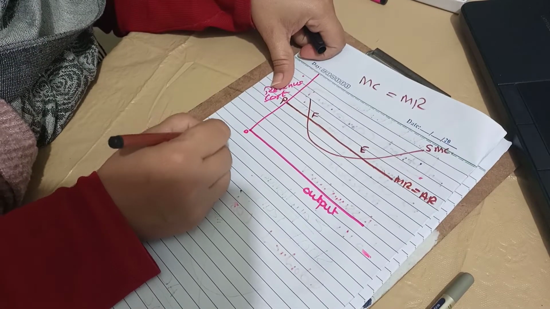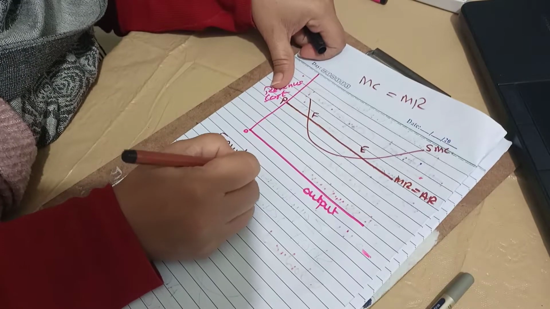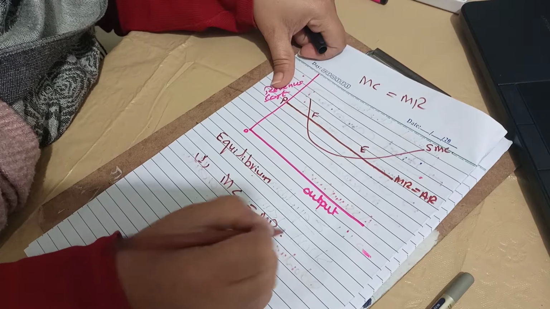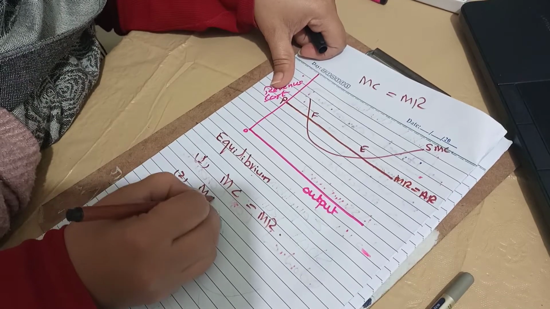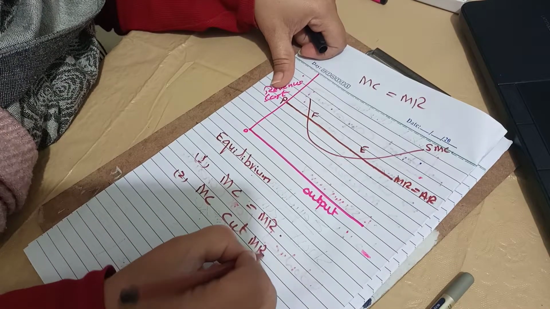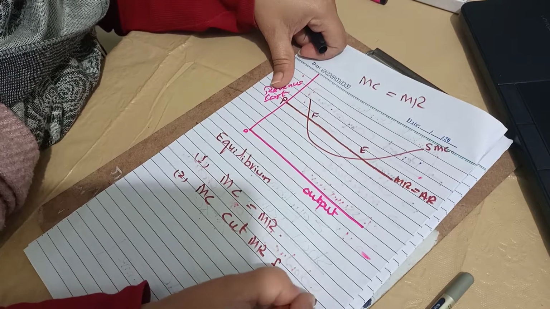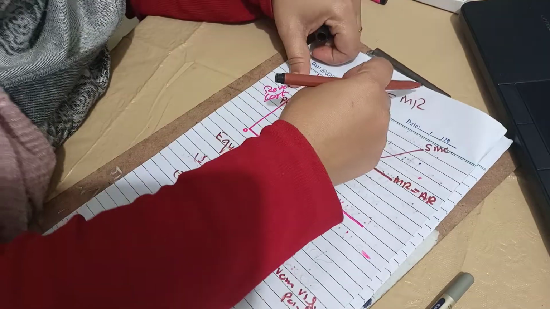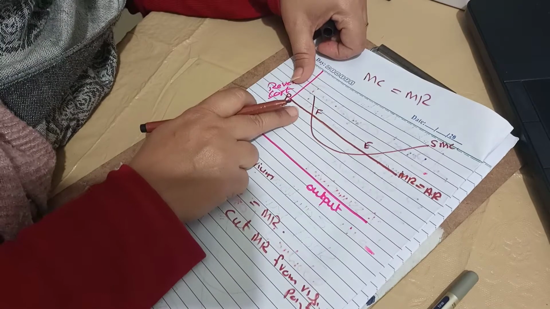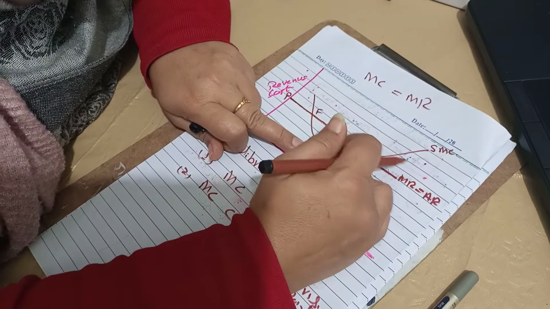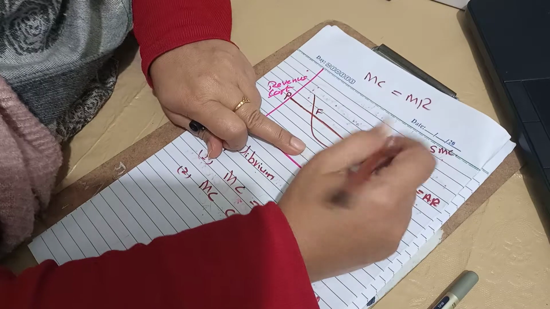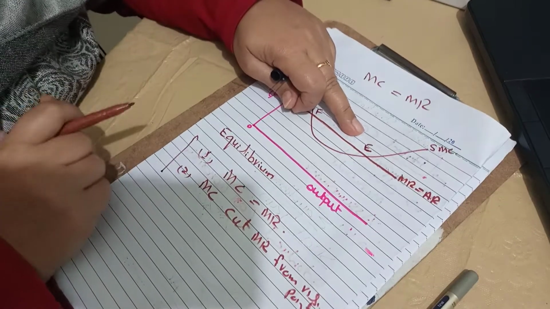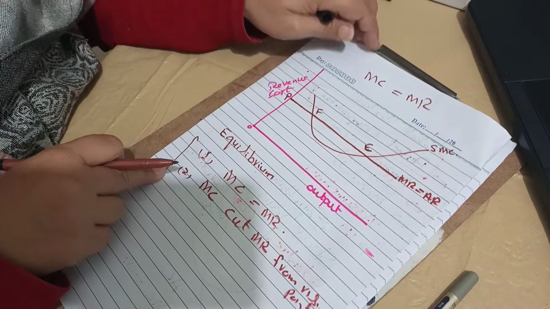For equilibrium, there are 2 conditions for the firm. Condition number 1 is that marginal cost must be equal to marginal revenue, and number 2 is that marginal cost cuts the marginal revenue from the rising point. Looking at this diagram, this is the falling point of the marginal cost, so this is not the equilibrium point of the firm, and this is the rising point of the marginal cost, so point E is the equilibrium point of the firm, meeting both of these equilibrium conditions.